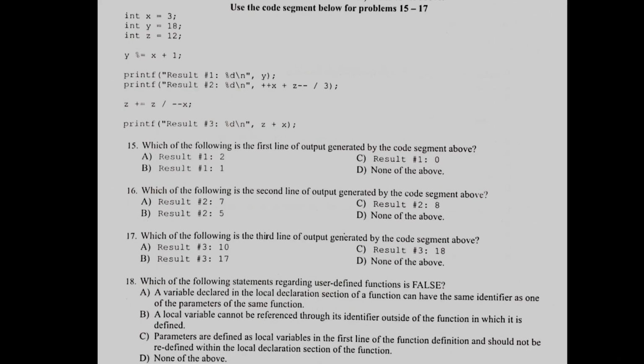Moving on to question 15. Which of the following is the first line of output generated by the code segment above? We're looking at the output of this first printf statement, which is outputting y. So we have to calculate y, which is set to y modulus x plus 1. X is 3, so x plus 1 will be 4, and y is 18. So 18 modulus 4 is equal to 2. So y will be 2, which is answer choice A.